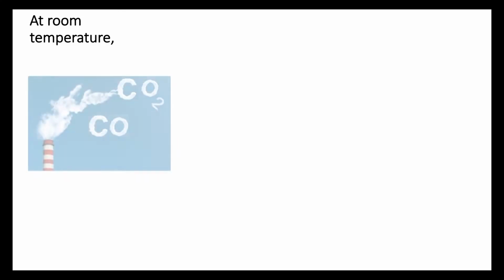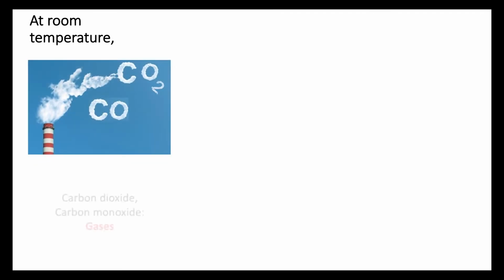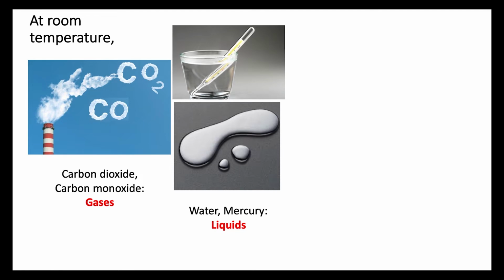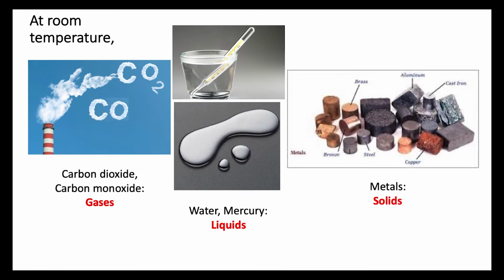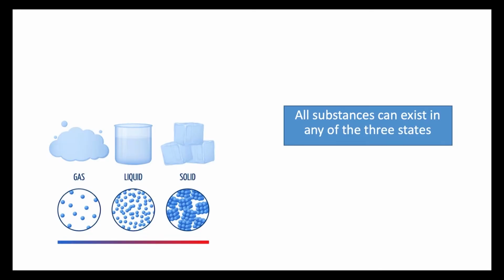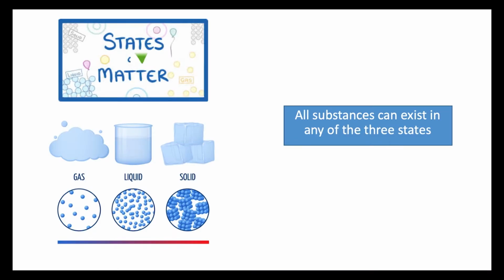Not only water, but different substances exist in different physical states. Say carbon monoxide, carbon dioxide and oxygen are gases at room temperature. Water and mercury are liquids, whereas most metals are solids at room temperature. Thus, all substances can exist in any of the three physical states, namely solid, liquid and gas. And these are called the three states of matter. In this lesson, we will focus on the solid state of matter.